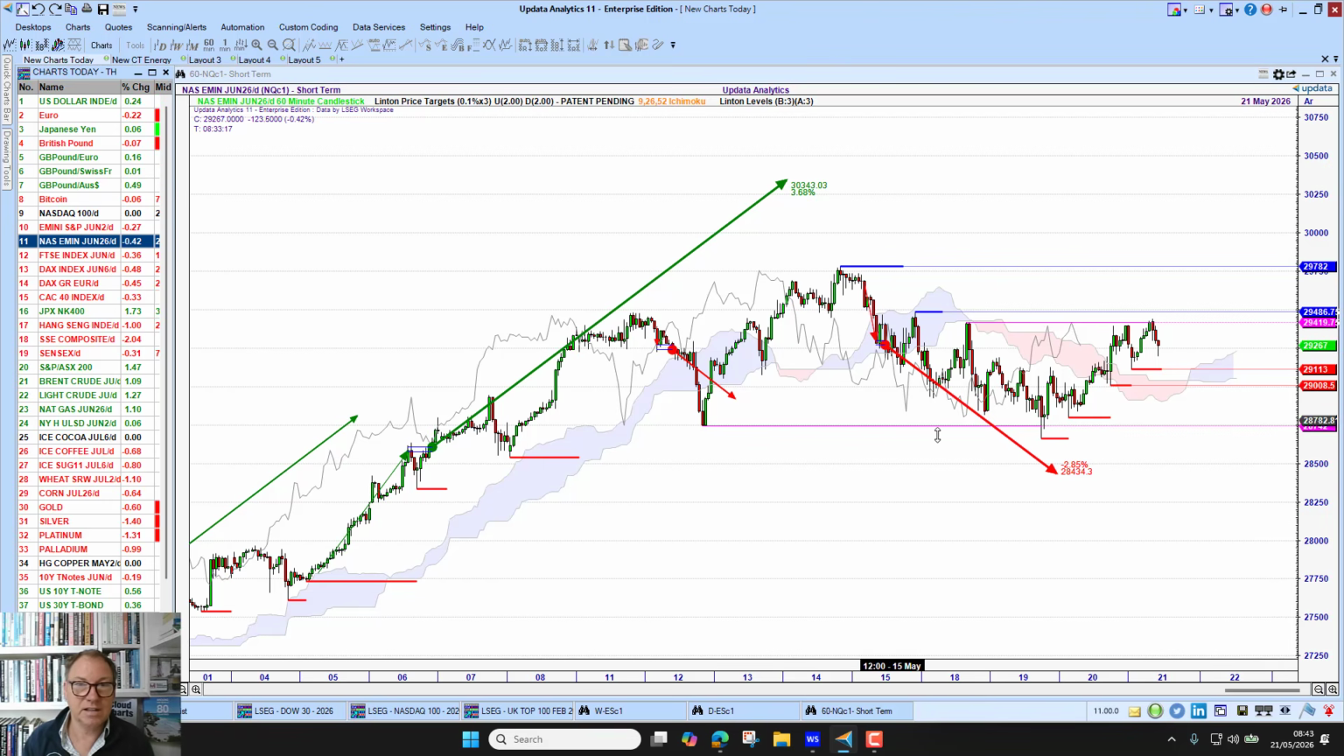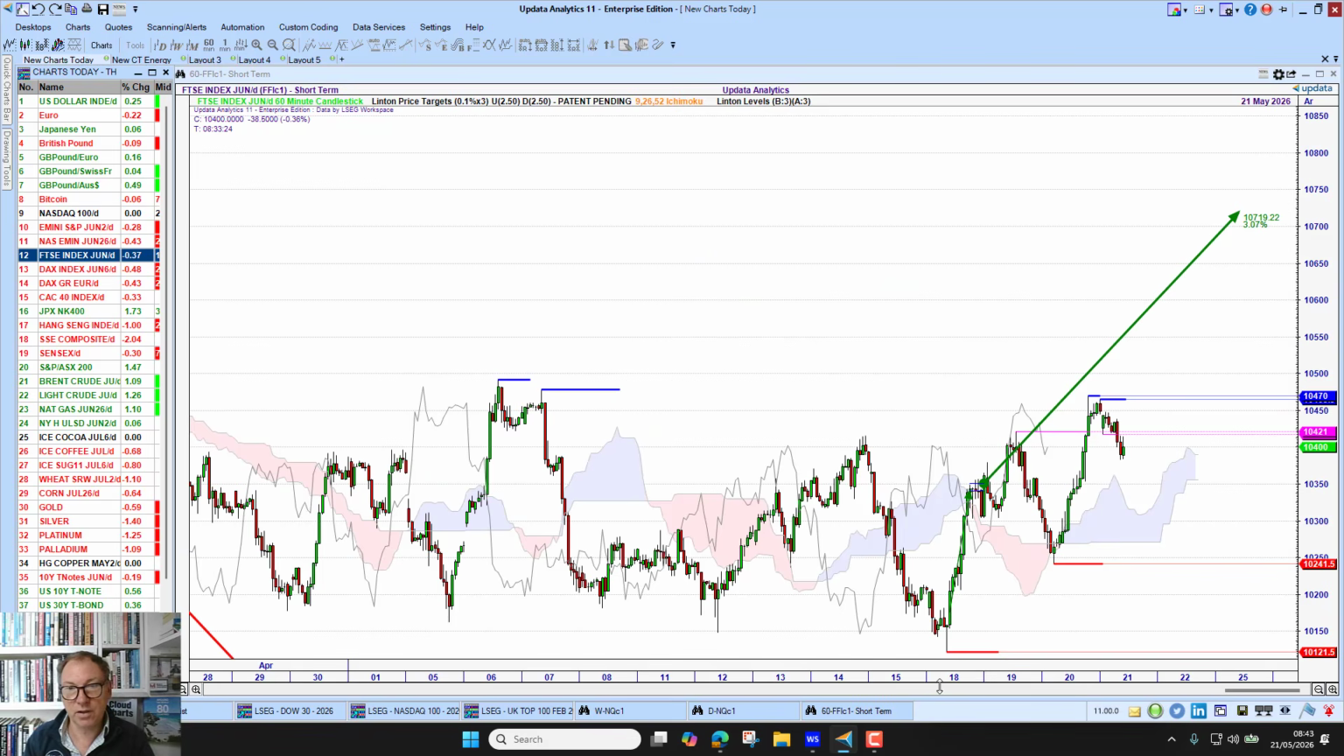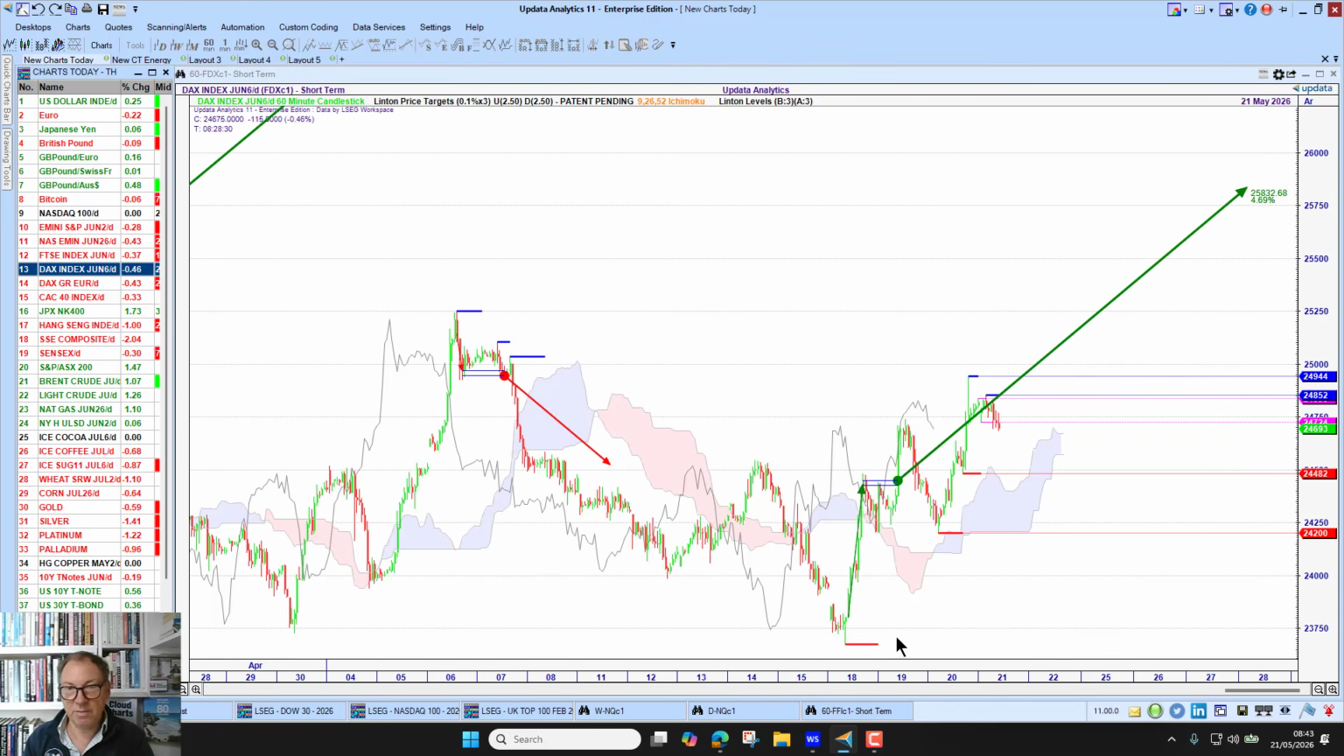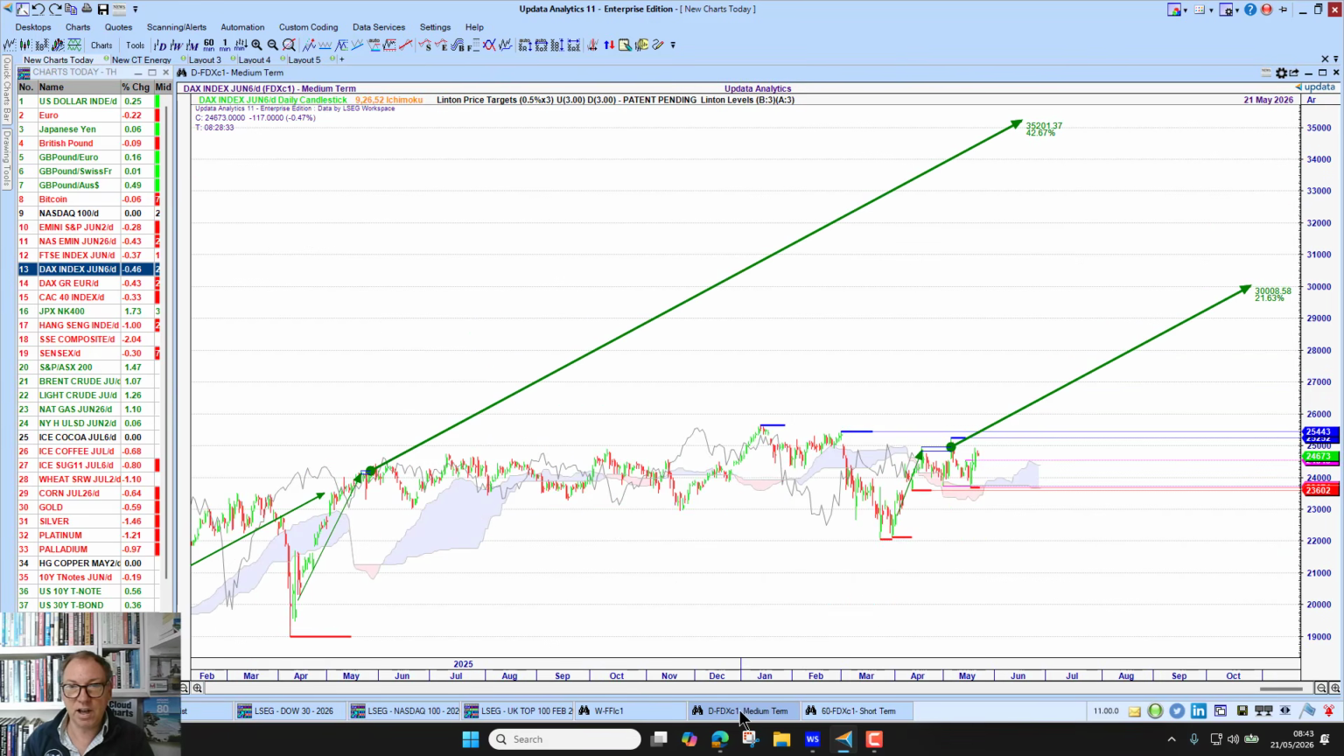And this is the Nasdaq future. And we can see we're down nearly 0.5% this morning. The UK future is down 1/3%, and the DAX future is down 0.5%. So on these charts, we are really waiting for a break to new highs, and that's the real key there.